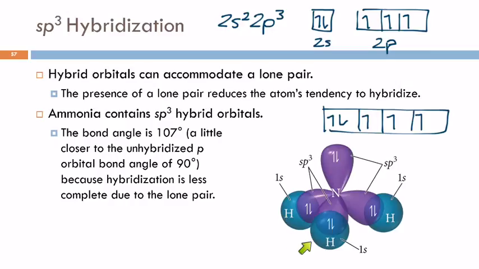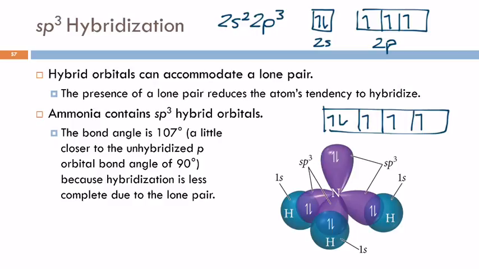Here we're talking about bond angle, the angle between the hydrogen, nitrogen, and hydrogen, whereas the bond length is talking about the distance between the hydrogen atom and the nitrogen atom. And that's not significantly affected by the presence of the lone pair.